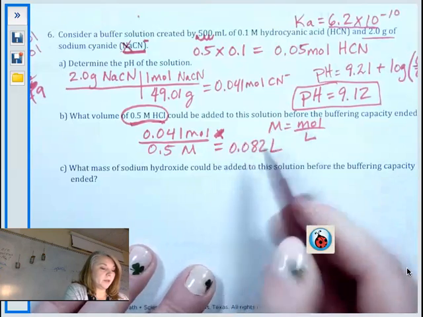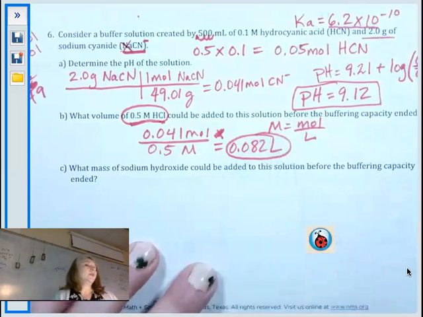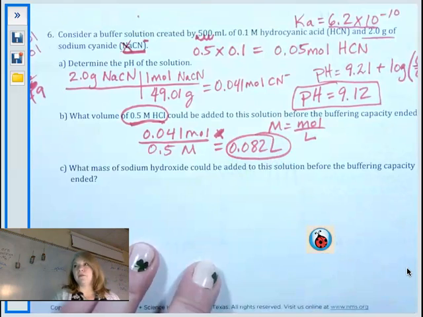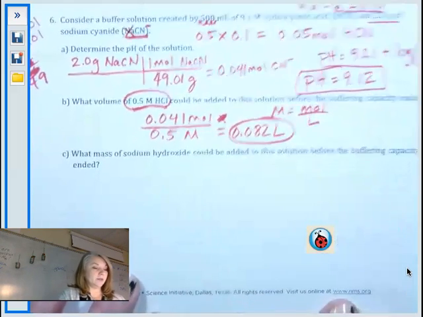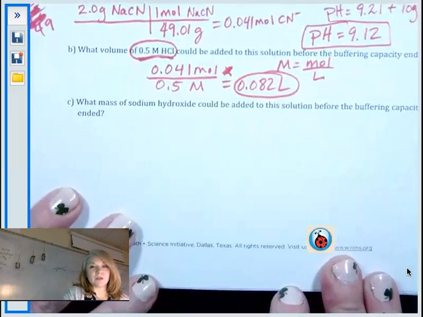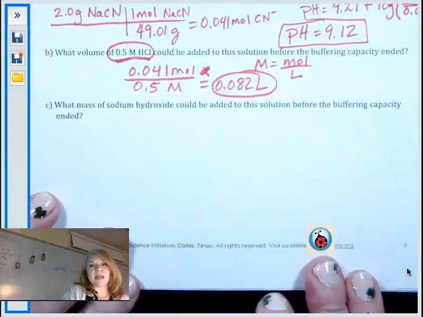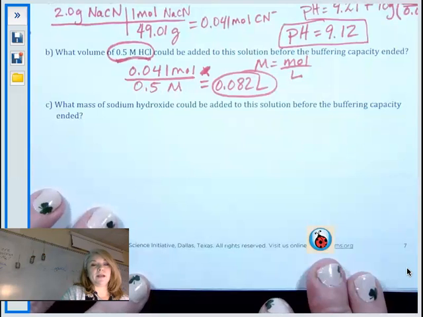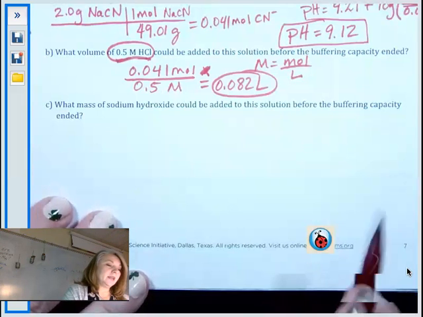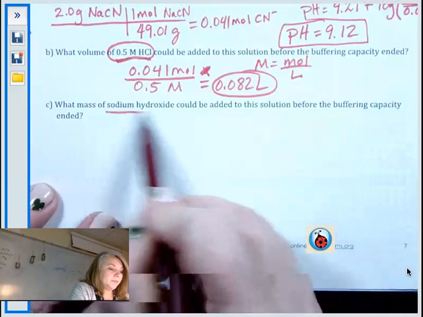Okay, and that's how much we would need to add in liters to end the buffering capacity for that buffer. All right, now the next part says what mass of sodium hydroxide could be added to this solution before the buffering capacity ended. Again, think about sodium hydroxide.